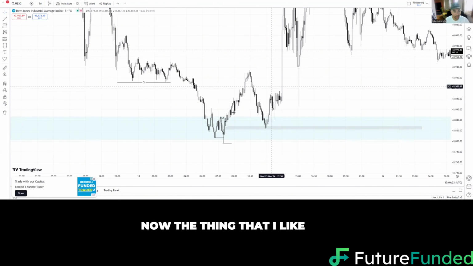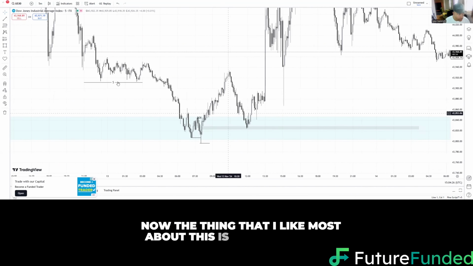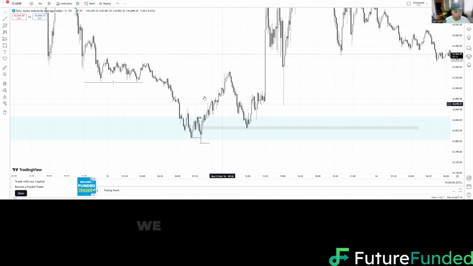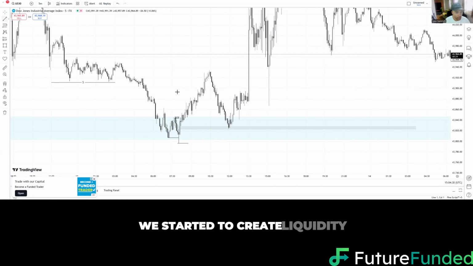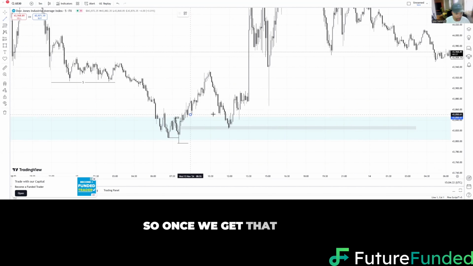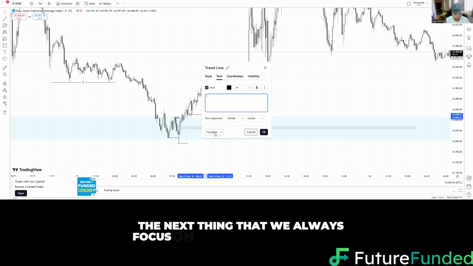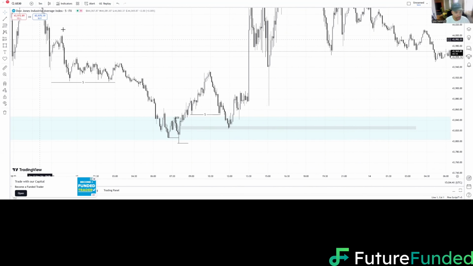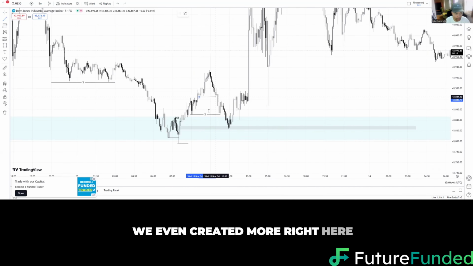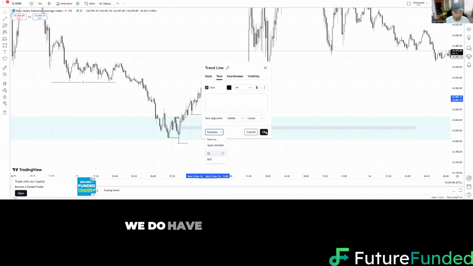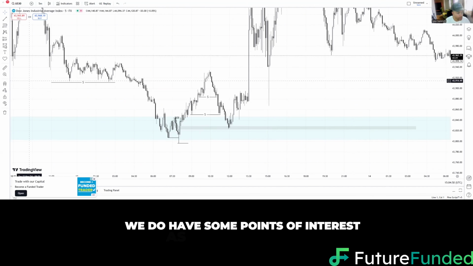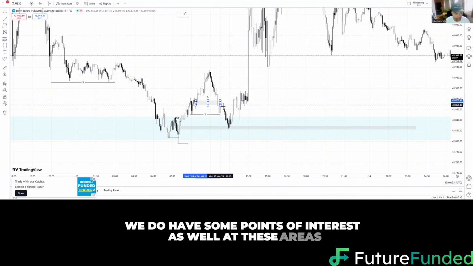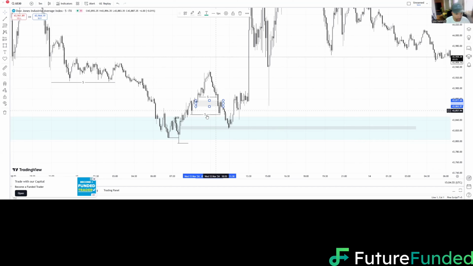Now, the thing that I liked most about this is as we pushed up, we started to create liquidity everywhere. Once we get that break of structure, the next thing that we always focus on is where is the liquidity? Where are there equal lows and equal highs? Well, we created some here. We even created more right here. We do have some points of interest at these areas as well. So we've got a point of interest right there.